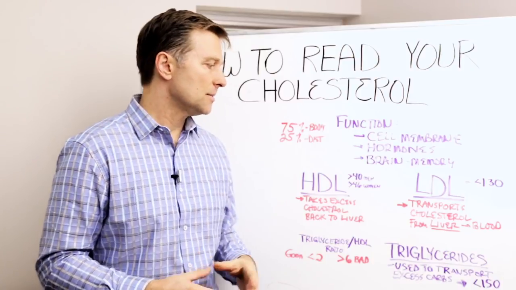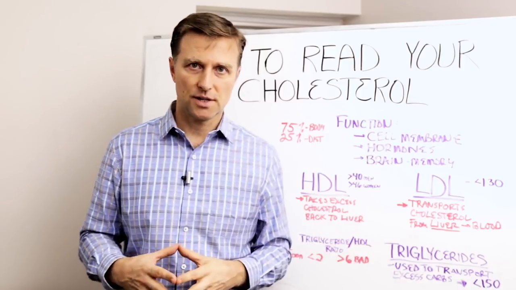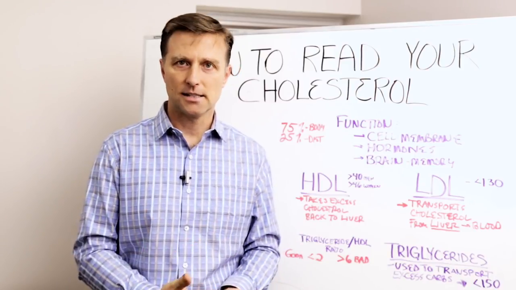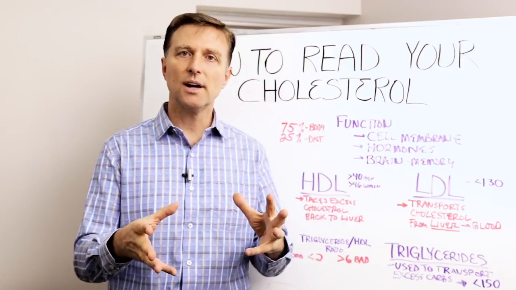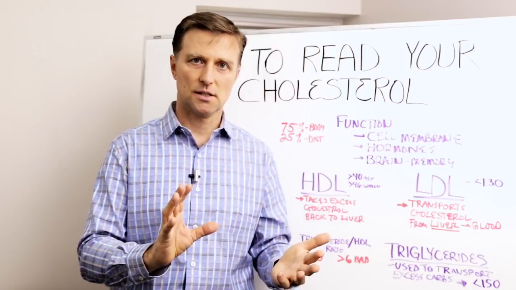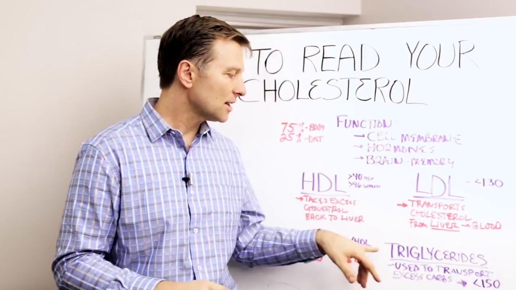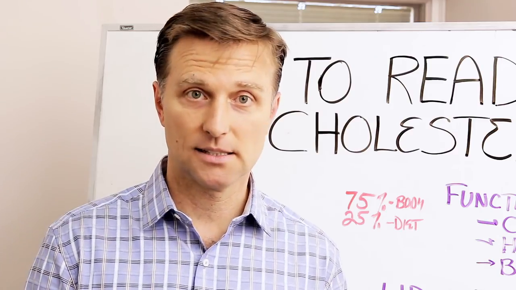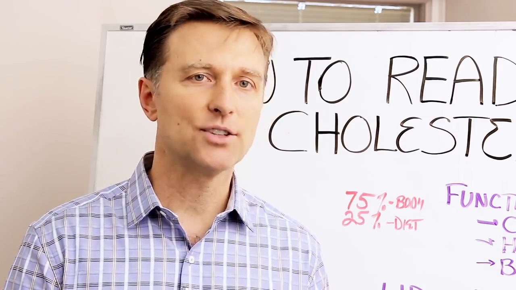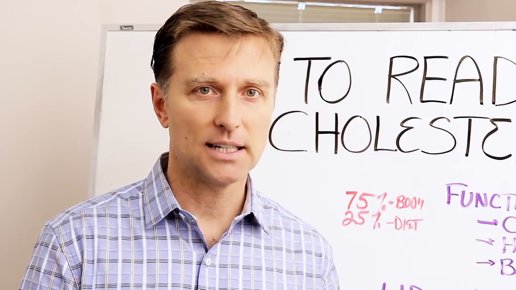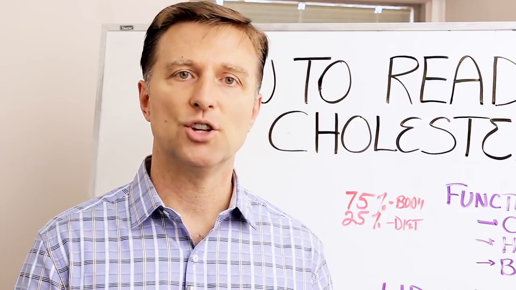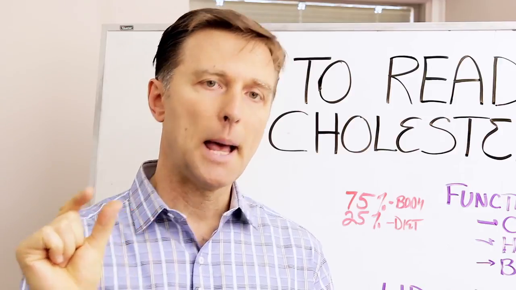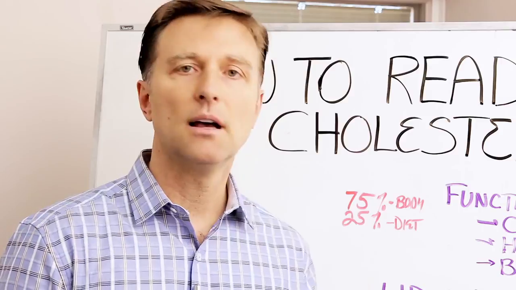Now, let's talk about triglycerides for a second. What are triglycerides? Basically, those are blood fats, and triglycerides are converted sugars. Triglycerides are used to transport excess carbohydrates. So if you have high triglycerides, I know for a fact you have too much sugar in your body, because the hormone insulin is the converting hormone that makes triglycerides high.